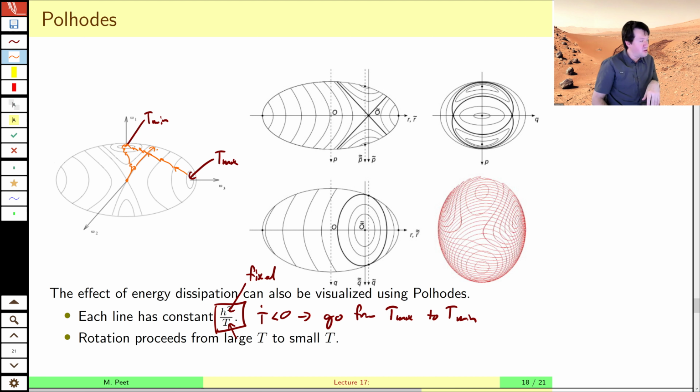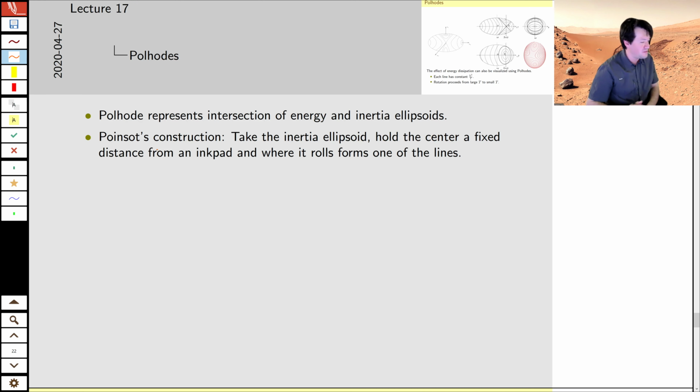So Poinsot constructions have been around for a while. They were the subject of a great deal of interest at some point. If you want to make one at home, there's actually a sort of homebrew way to do it. You can take the inertial ellipsoid. I don't know how you're going to construct that, but find a way. Hold it at the center, and then just let it roll around an ink pad, and that gives you your lines of kinetic energy. That's sort of a clever hack, if you will, from Poinsot. You can prove mathematically that's how it works. It's just beyond the scope of this course, of course.